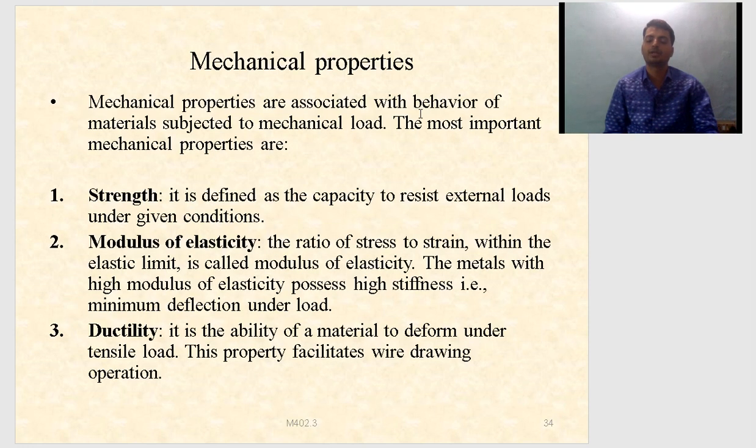And next is mechanical properties. Every engineer should know some mechanical properties. These are very important for a mechanical engineer. Mechanical properties are associated with the behavior of a material subjected to mechanical load.